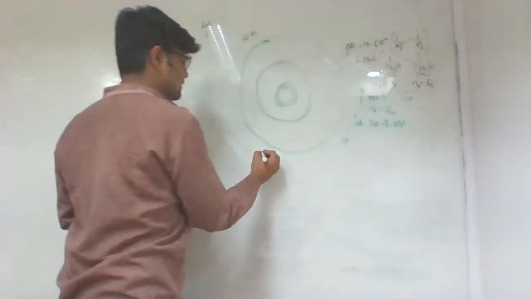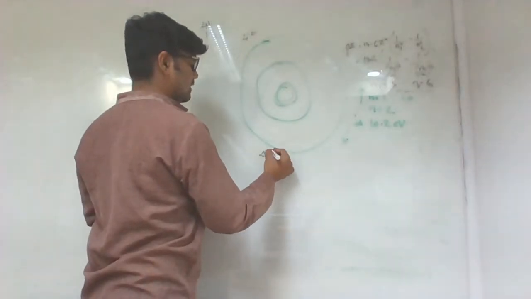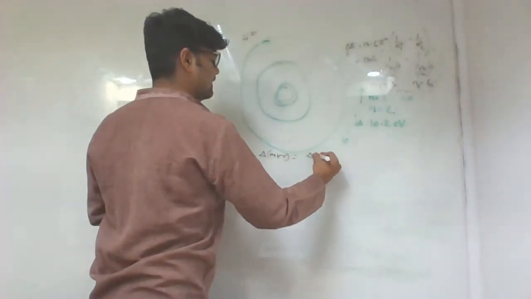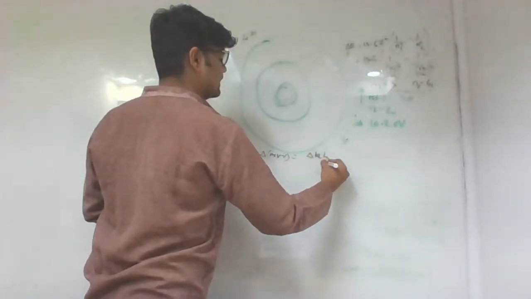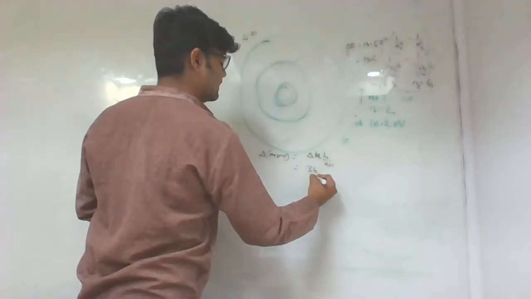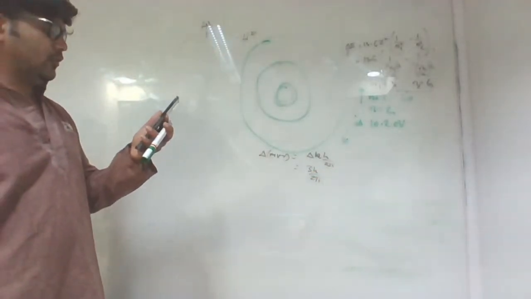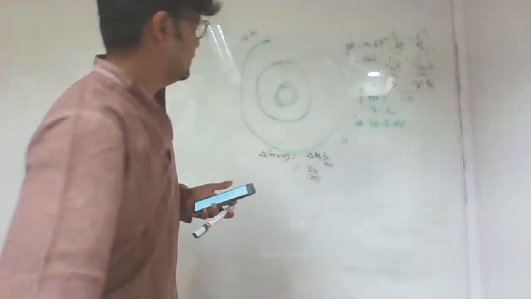Now we have been asked the change in angular momentum, delta mvr, which will be delta n h by 2 pi. How much is delta n? It is 3, so 3h by 2 pi. So that is your answer. Question number 4, option number 3. Alright.